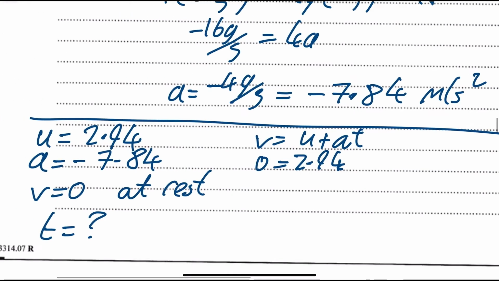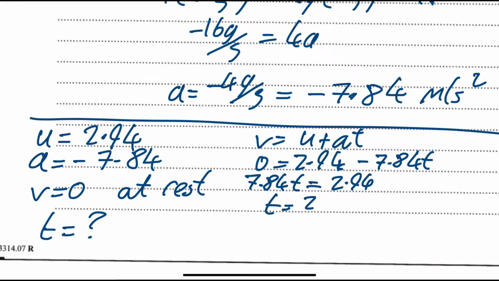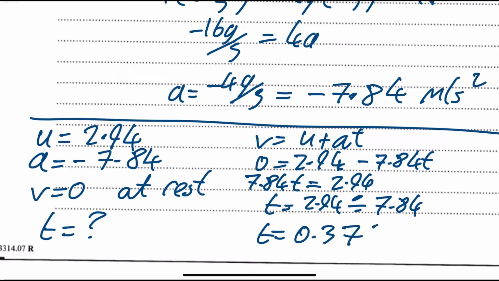2.94, then minus 7.84 T. So that's 7.84 T is equal to 2.94. And then your T is 2.94 divided by 7.84. And what you're looking for then is 0.375 seconds.